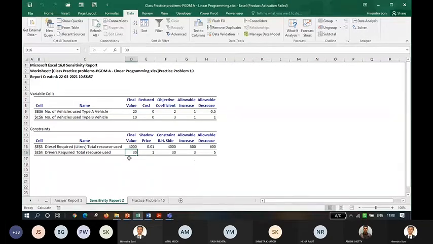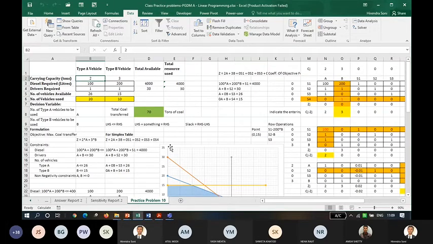It says the allowable increase in the number of drivers is 3 and the decrease is 5. So up to 5, the solution, that means the sensitivity report that we have got, will remain the same. Beyond this we cannot predict based on this sensitivity report. So let's do one thing: we will start increasing our number of drivers. It is 30, let me make it 31. Fine, and I will run my solver again and see what happens to my objective value and to these resources which are getting utilized.